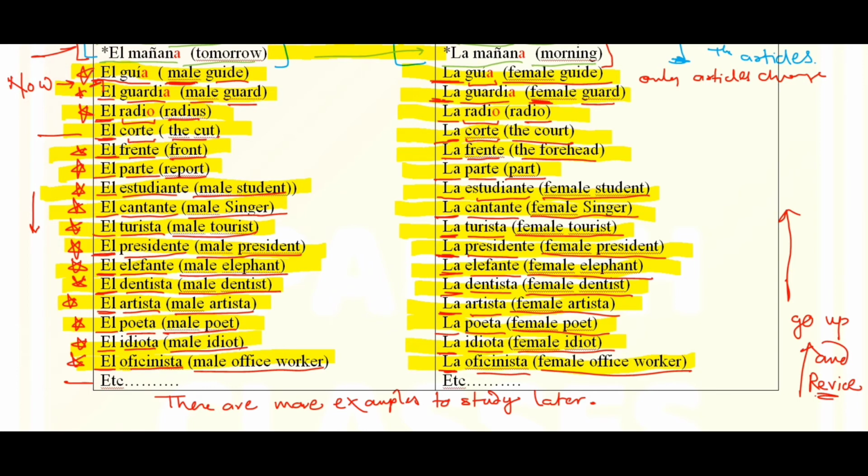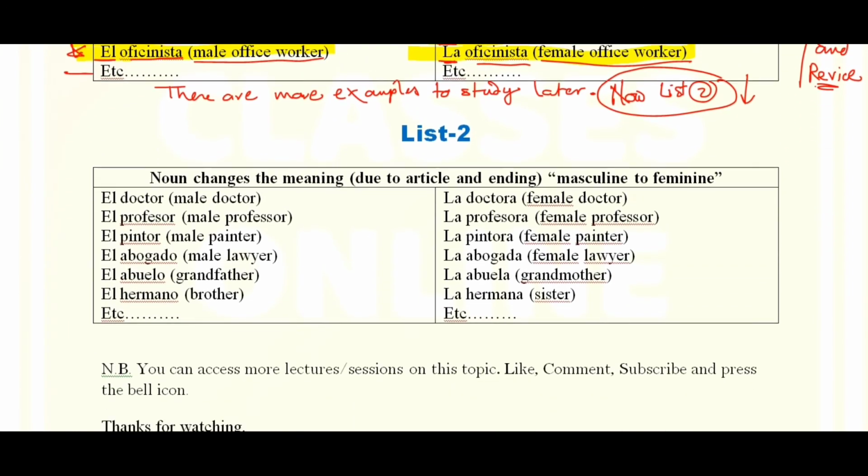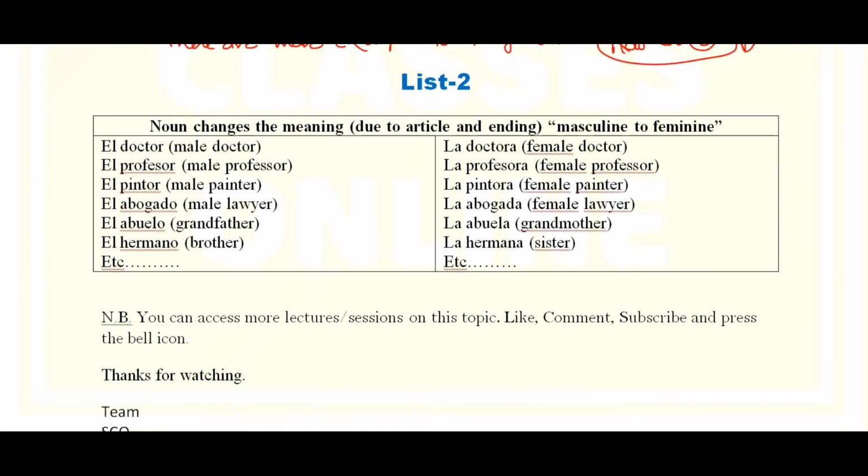We have revised also. But your individual revision is also important. That's why I said you write out the words on your notebook and practice it several times. Now we'll switch to list number 2. See what happens in list 2. We have very little examples here, and we will be practicing. See, this is another category.